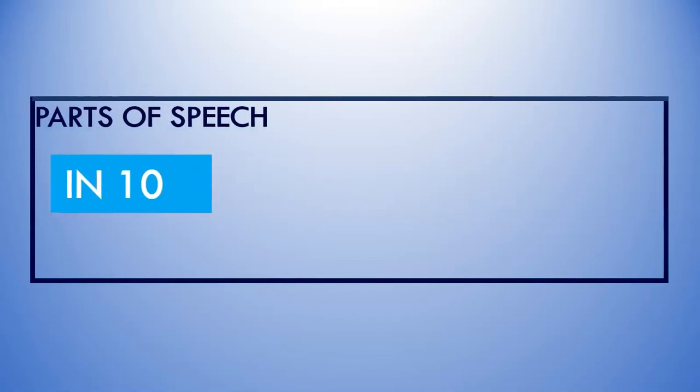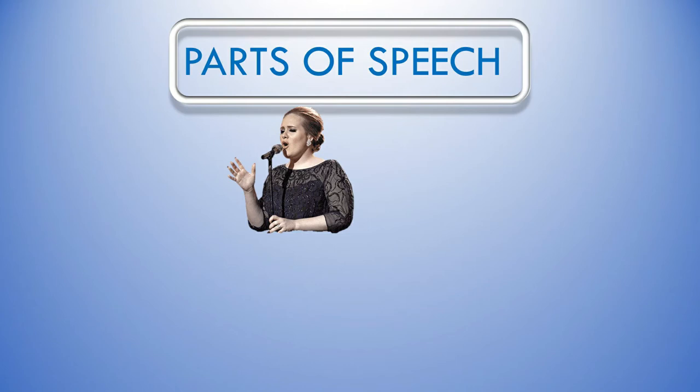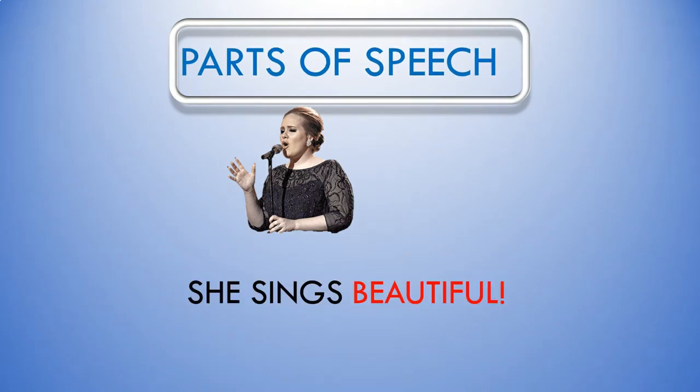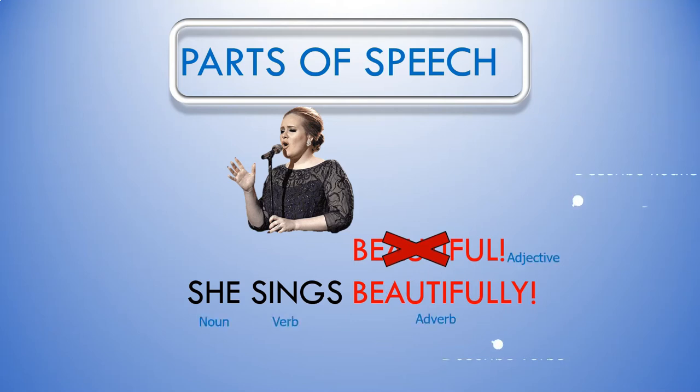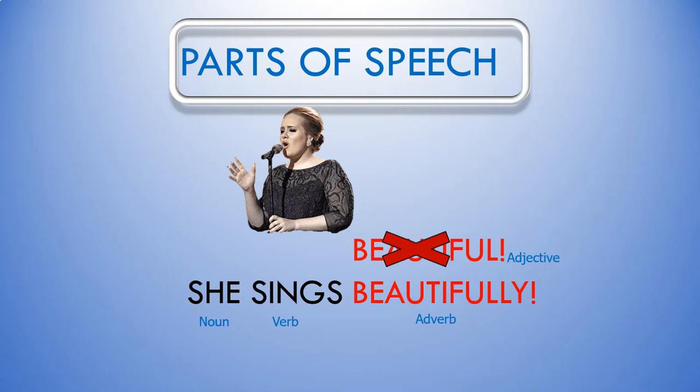In today's lesson, parts of speech in 10 minutes. Imagine that you hear Adele singing live and you say, "She sings beautiful." You would be wrong because the correct way to say it would be that she sings beautifully, an adverb instead of an adjective. This topic helps you understand the grammatical function of each word in a sentence.